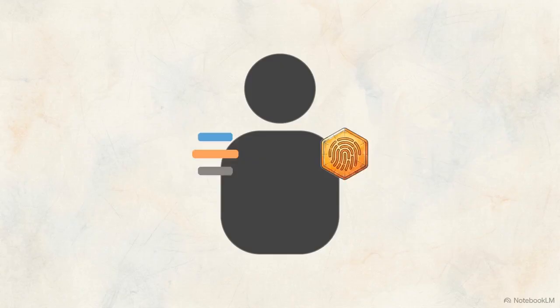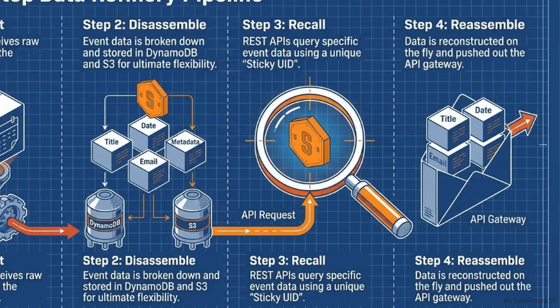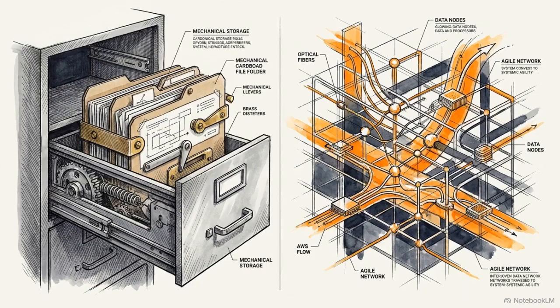During disassembly, every unique user iteration is assigned a persistent, sticky UID. When distributing the event, REST APIs query that specific sticky UID, instructing the backend to pull up-to-date data points out of storage. The queried data is reconstructed dynamically, packaged, and pushed through the API gateway. By disassembling data and tagging it with that UID, we've transformed the event from a stagnant offline file into an agile, highly trackable network query.